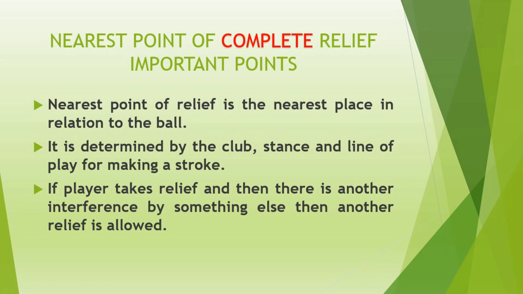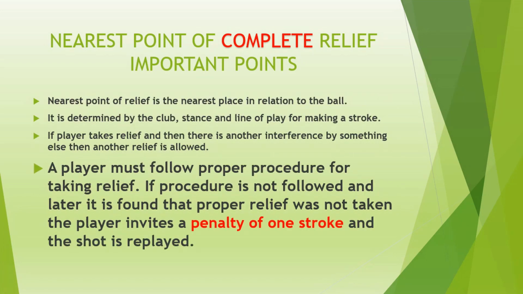Important points. Nearest point of relief is the nearest place in relation to the ball. It is determined by the club, stance, line of play for making a stroke. If player takes relief and then there is another interference by something else, then another relief is allowed. A player must follow proper procedure for taking relief. If procedure is not followed and later it is found that proper relief was not taken, the player invites a penalty of one stroke and the shot is replayed.